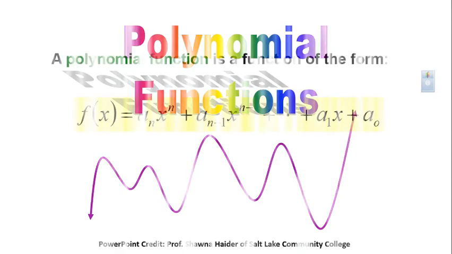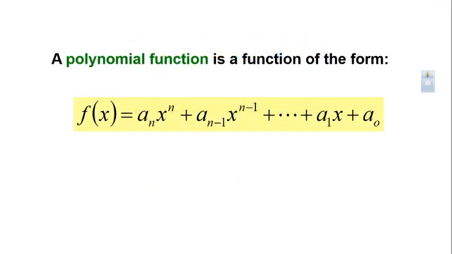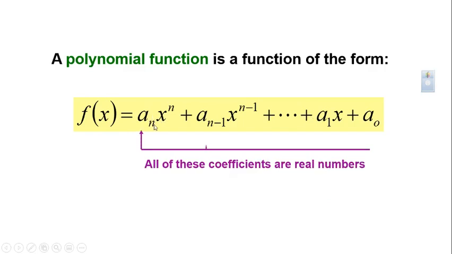Polynomial functions. A polynomial function is a function of the form f of x equal to this form here, a number times x to the n plus another number times x to the n minus 1, and so on all the way down to just a number. These are the numbers here, a subscript n minus 1, and so on. Those are called coefficients. Those represent real numbers. Those are the type of polynomials we'll be dealing with in this course.